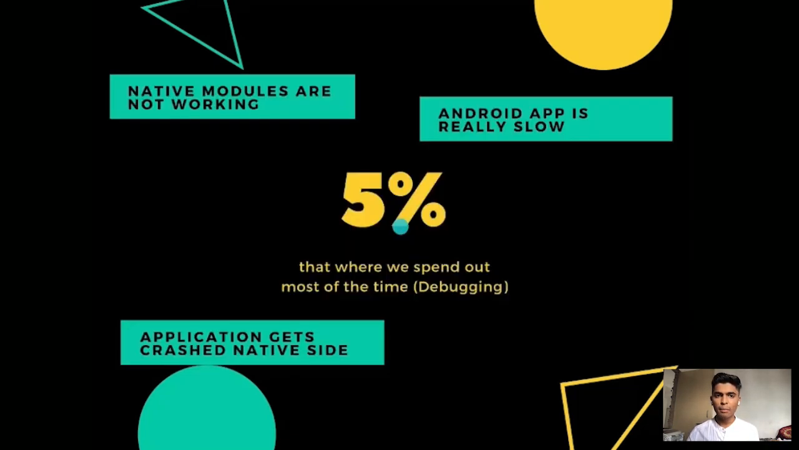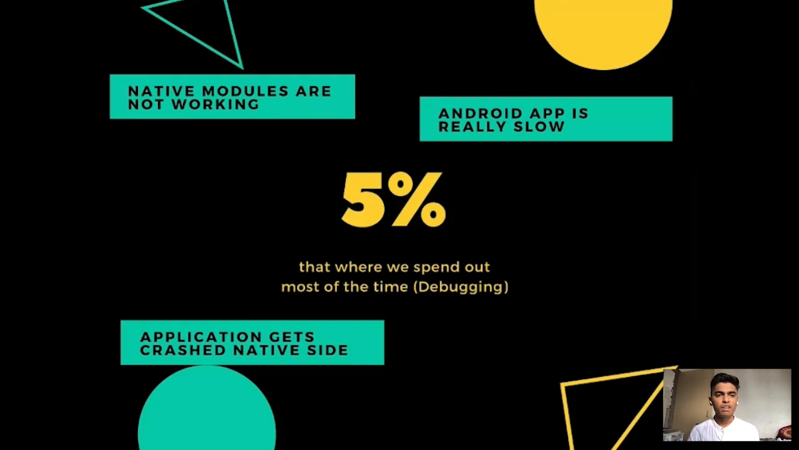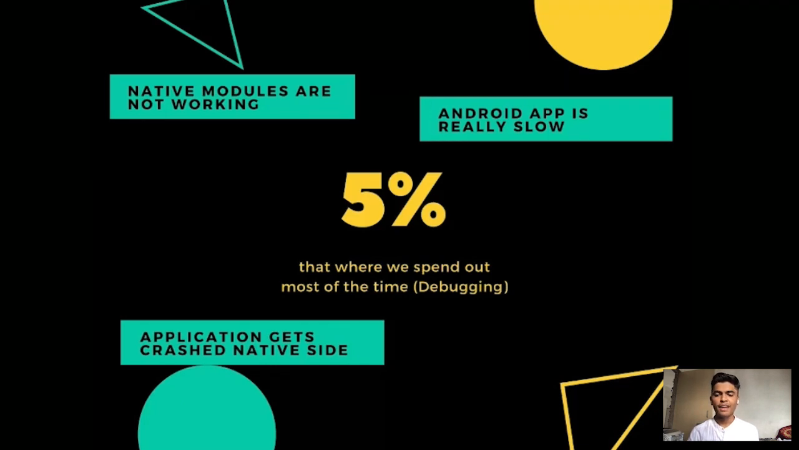But yeah, the 5% of the time is really important because if you have worked with any real world project, you must have encountered errors like native modules are not working. Android app is really slow. My Android app is really sluggish. Client keeps complaining, you know what, can we do something about this? Our app is really slow. It feels like we are in 2000. And the application gets crashed on the native side.